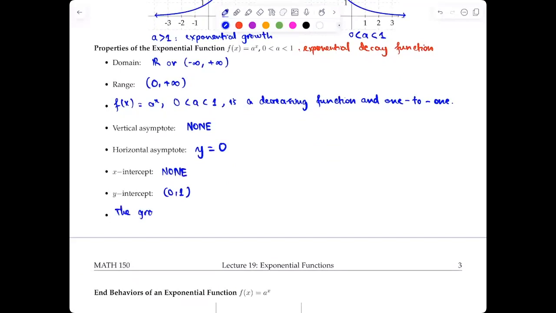So the graph is smooth and continuous with no corners or gaps.